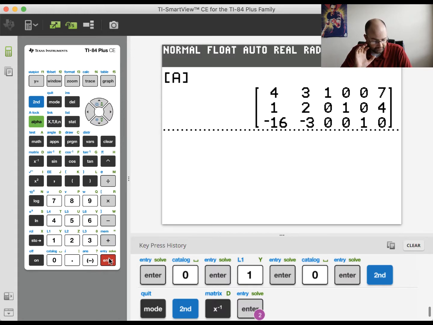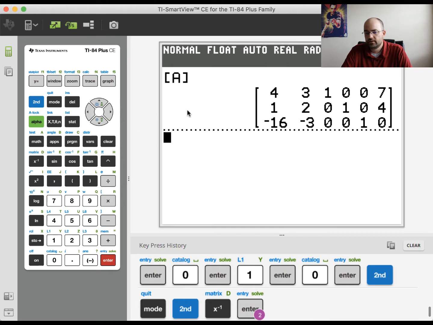I'll be very honest with you. If you make a mistake, it's very likely going to be in here. Well, or the other 10,000 places you can make a mistake here. So we have 4, 3, 1, 0, 0, 7. Good. 1, 2, 0, 1, 0, 4. Good. Negative 16, negative 3, 0, 0, 1, 0.